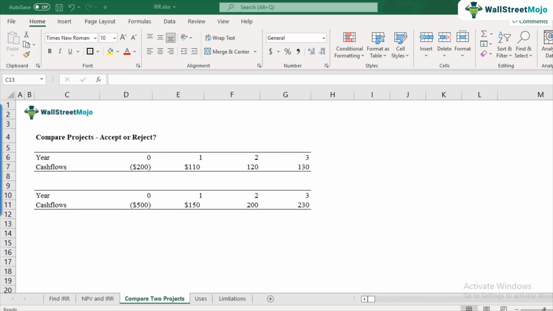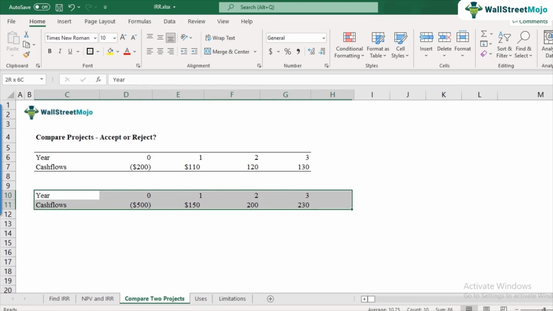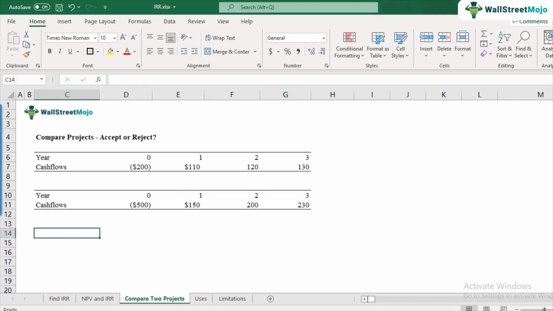Okay, so let's look at this example here. We have the first one as the same example which we have been running throughout this video, and I've just hypothetically created another example as well for simplicity's sake.